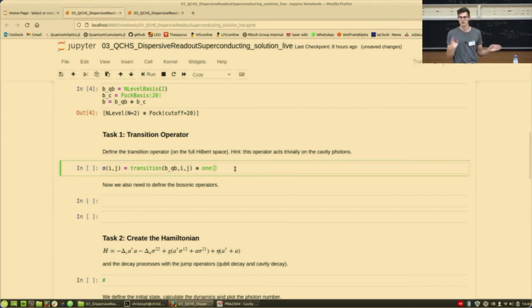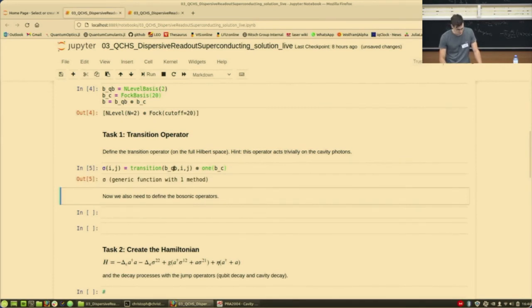Did you get this somehow? Because this is really important. The operators need always to act on the full Hilbert space. It's not possible to just define the operator on one subsystem. It always needs to be on the full Hilbert space. Okay, but the basis on this is now the basis of the cavity, and this is now the right way to define it.